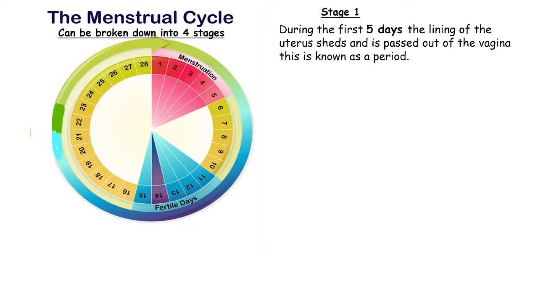So stage 1, during the first 5 days, the lining of the uterus sheds and is passed out of the vagina. This is known as the period.